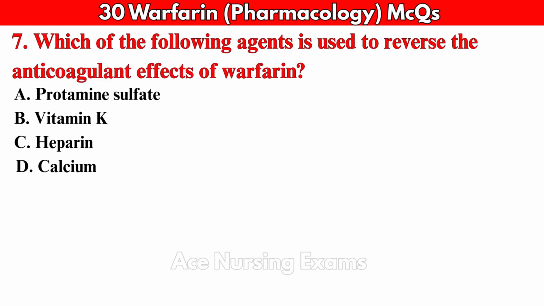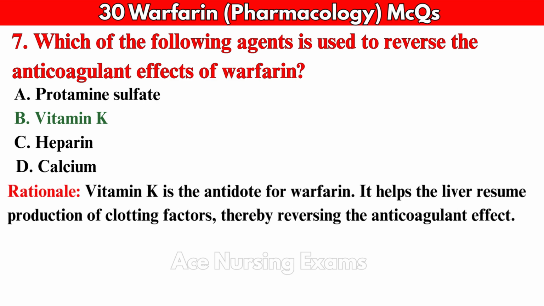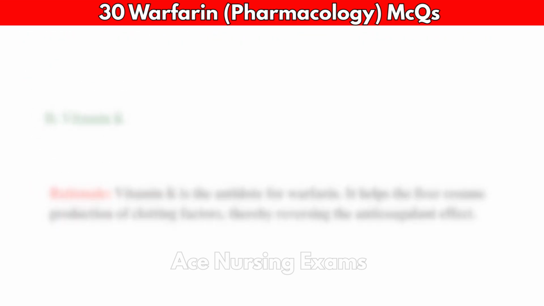Which of the following agents is used to reverse the anticoagulant effects of warfarin? A. Protamine sulfate, B. Vitamin K, C. Heparin, D. Calcium. Correct answer, B. Vitamin K. Vitamin K is the antidote for warfarin. It helps the liver resume production of clotting factors, thereby reversing the anticoagulant effect.